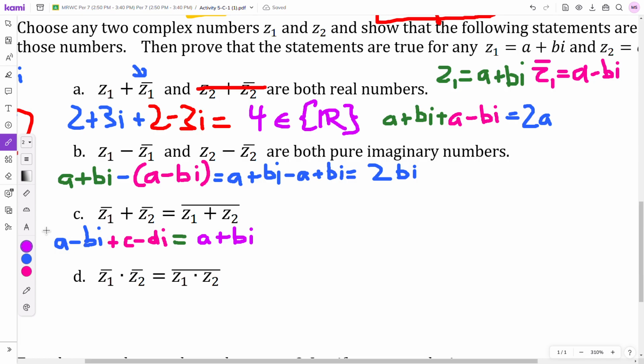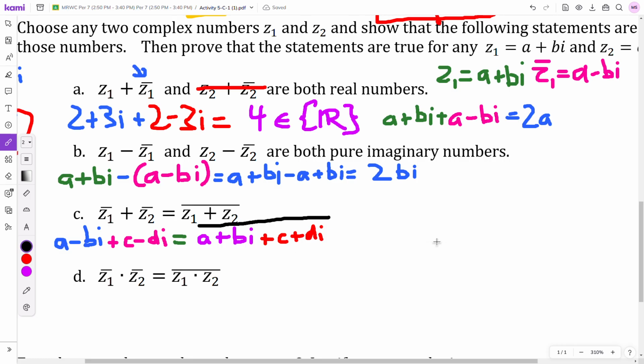And then plus this part here, C plus DI. But we're not done here. We have to take the conjugate of this. But what is the conjugate of that? Well, we're going to have to subtract the imaginary parts. If you think, I'll have to rearrange this.